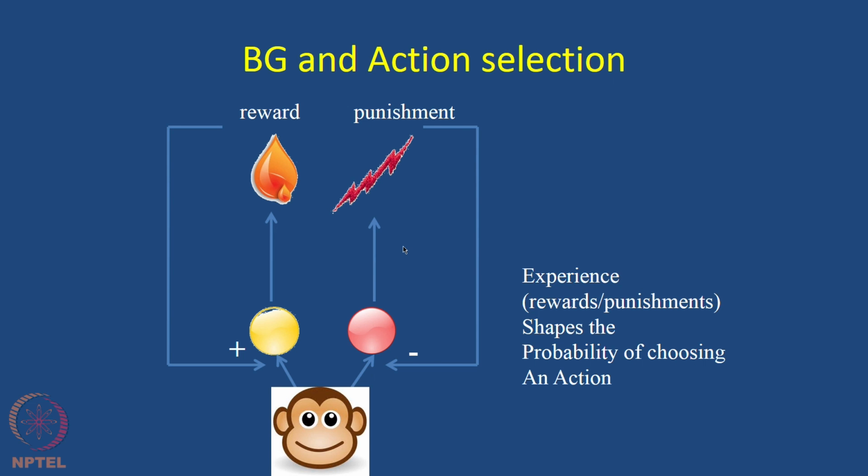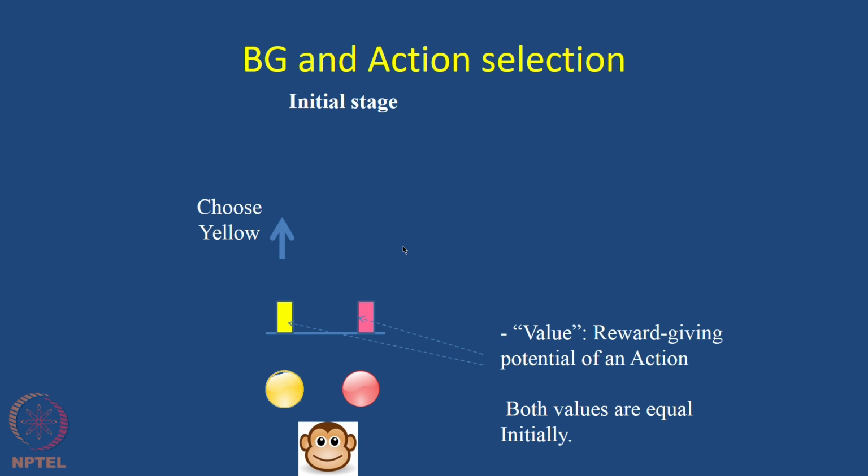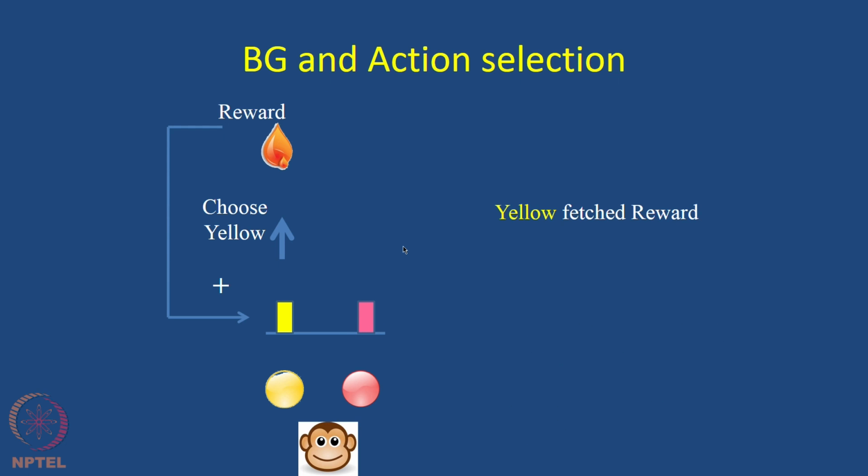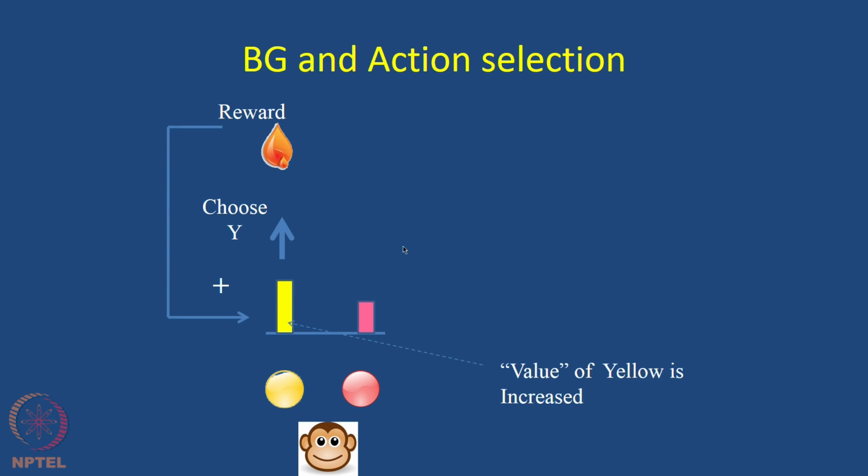Initially it doesn't know that yellow means reward and red means punishment, so it just goes ahead and initially presses yellow. And when it presses yellow, it gets a reward. So then it understands that yellow means good. Imagine that it has some kind of a prior or a weightage for yellow. So when it realizes that yellow leads to reward, its weightage for yellow goes up, and you see that yellow bar is going up when it gets reward after pressing yellow.